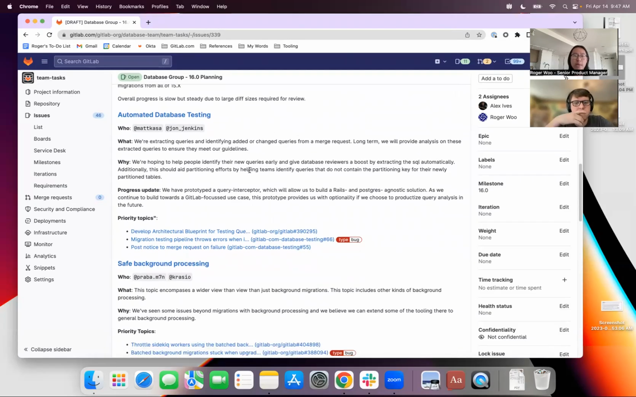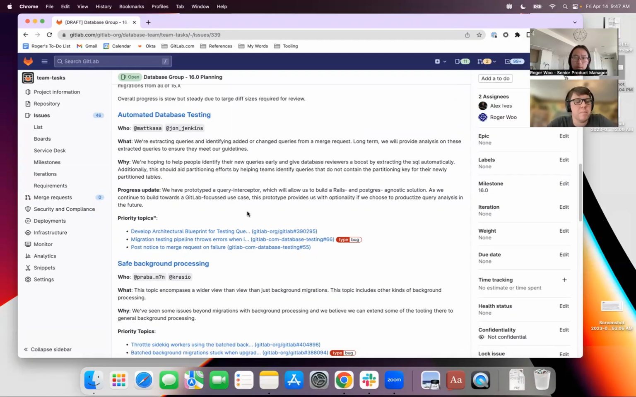And then the other big theme here that we are continuing to drive, and we have excitement about, is automated database testing, which we've been working through for some time, and having recently developed an architectural blueprint, I think we are working to finalize that even just this week. Alex, do you want to touch a bit more on some of the opportunities you see here for 16.0?